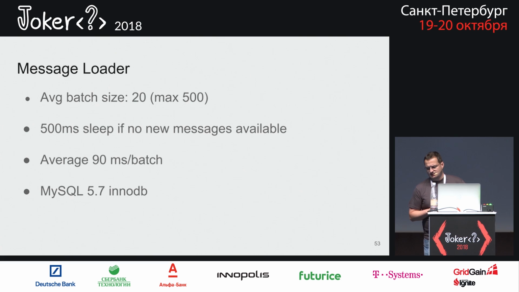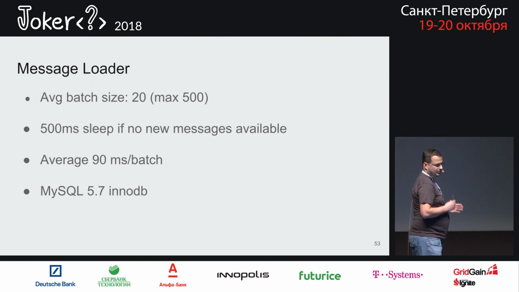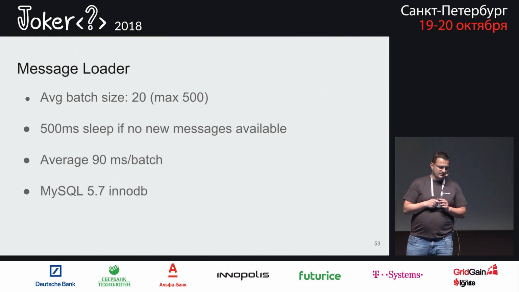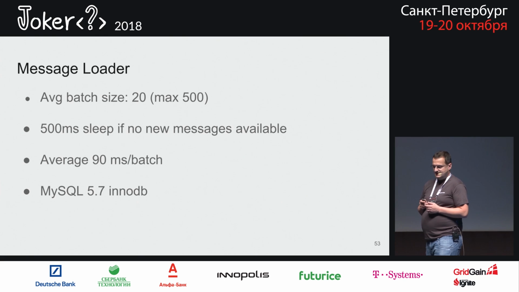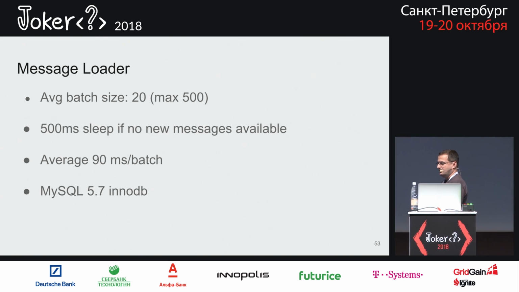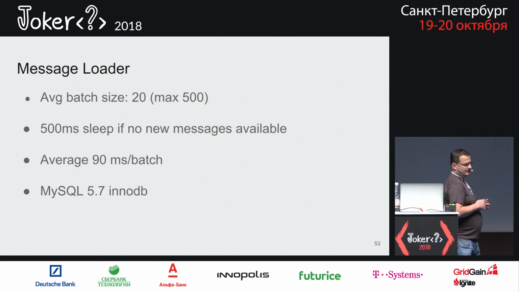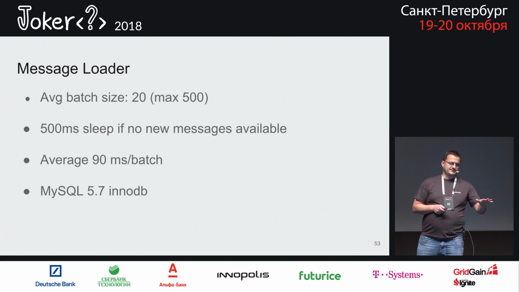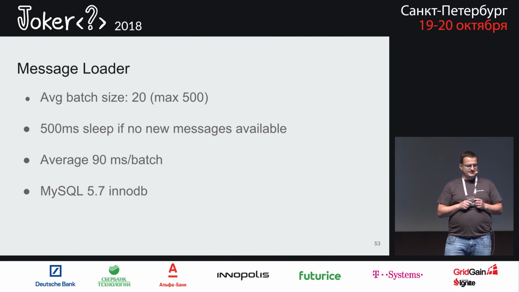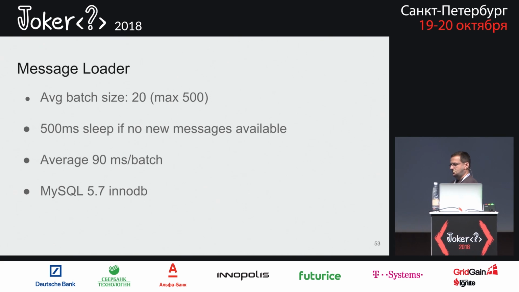What we are interested in is actually throughput, like a lot of messages going through the system. Actually, on average, it takes about 90 milliseconds to get a whole batch of up to 500 messages into memory. And what we're using here, at least for the service I'm describing, is MySQL 5.7, but we're also running this on Postgres and on MariaDB.